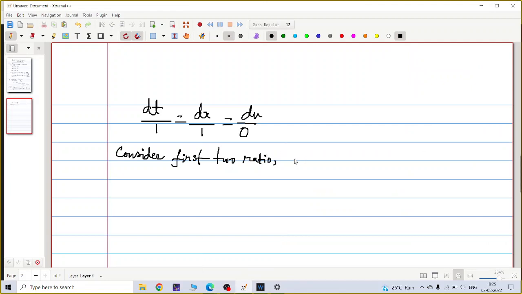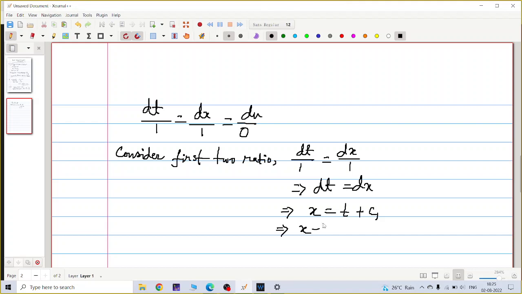Considering the first two ratios, I get dt by 1 equal to dx by 1. So dt equals dx. After integrating, I get x equal to t plus c1, so x minus t equals a constant c1. Again I consider the last two equations, the last two ratios also.